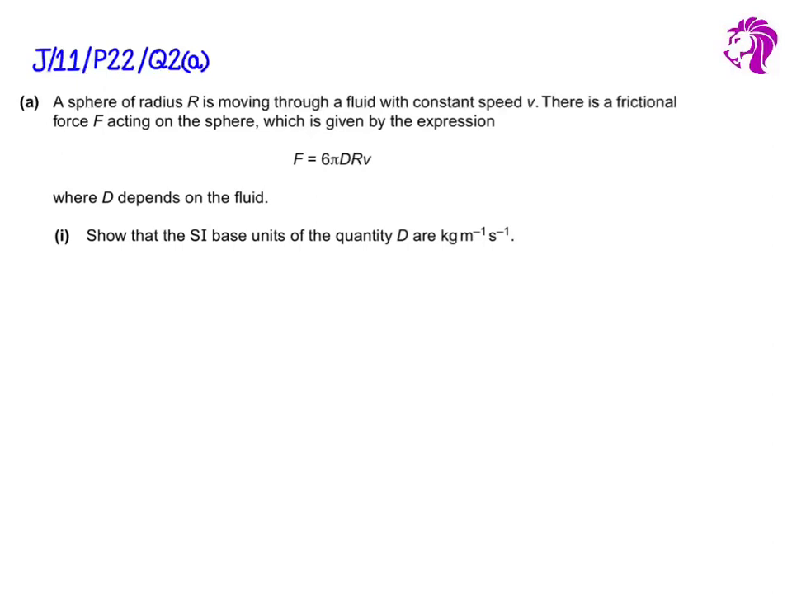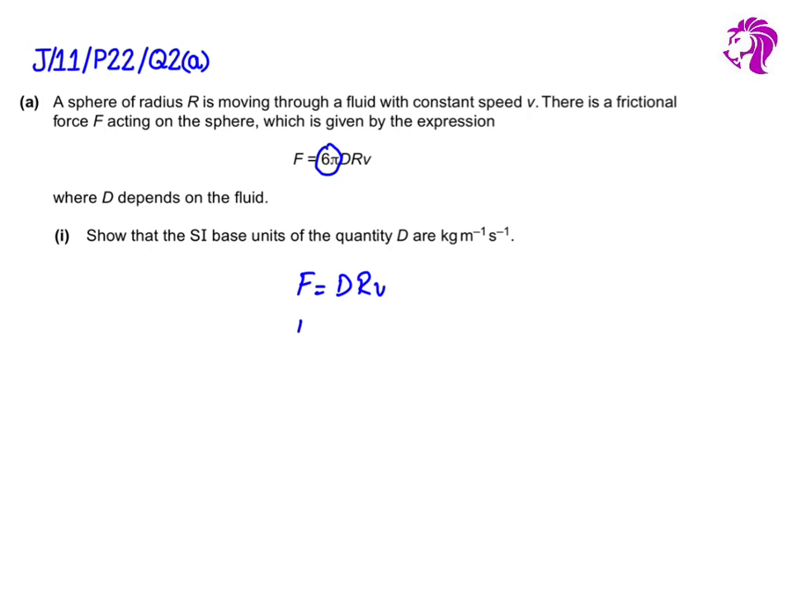The second question is June 2011, paper 2-2, question 2a. The question says a sphere of radius r is moving in a fluid with speed v. There's a frictional force F acting on the sphere, which is given by this expression. D depends on the fluid. We need to show that the SI base unit of D is kg m^-1 s^-1. So in order to find the unit for D, first of all we need to know that since 6 pi is a constant and we have to find the base units, we'll ignore the constants whenever we are working on base units.